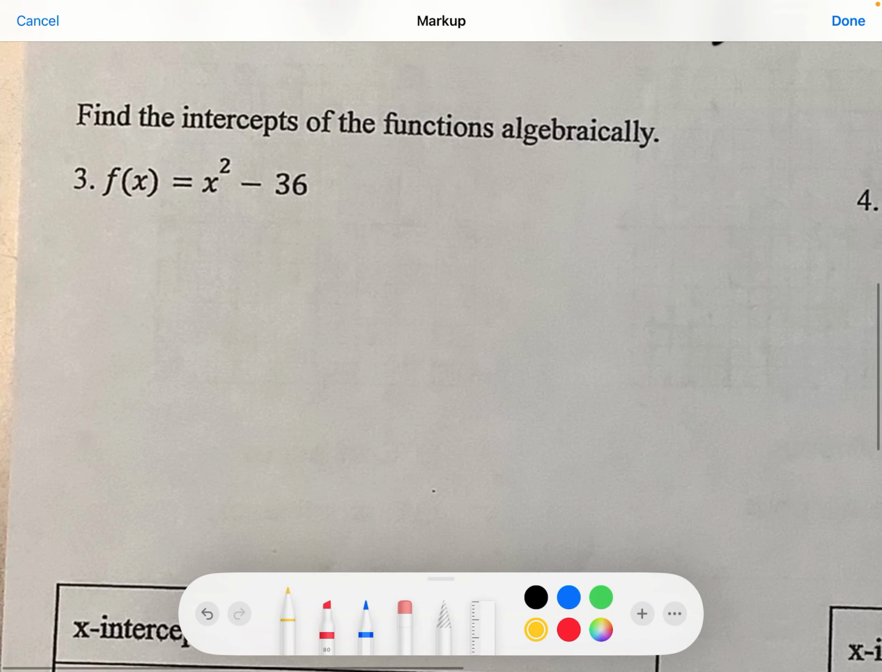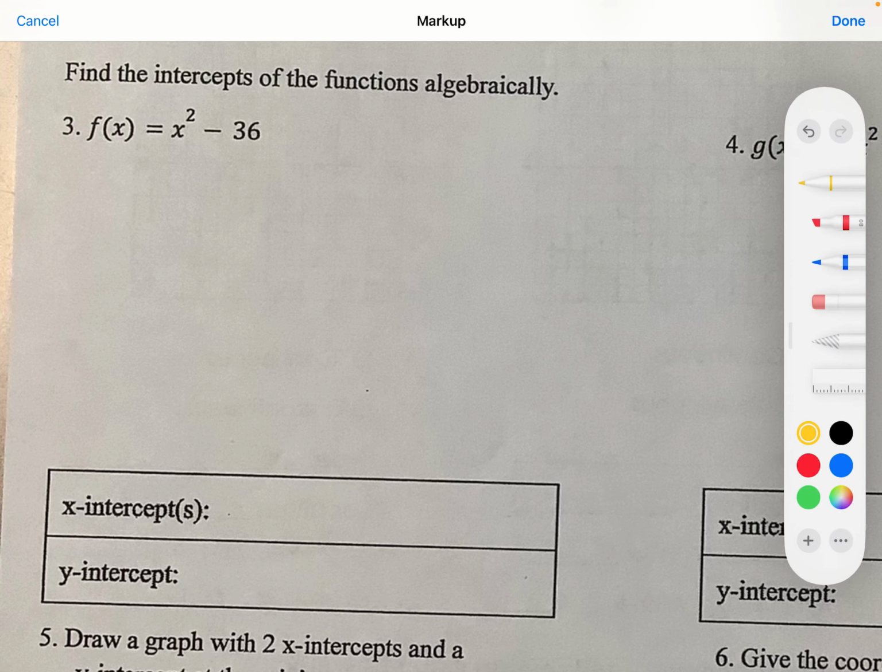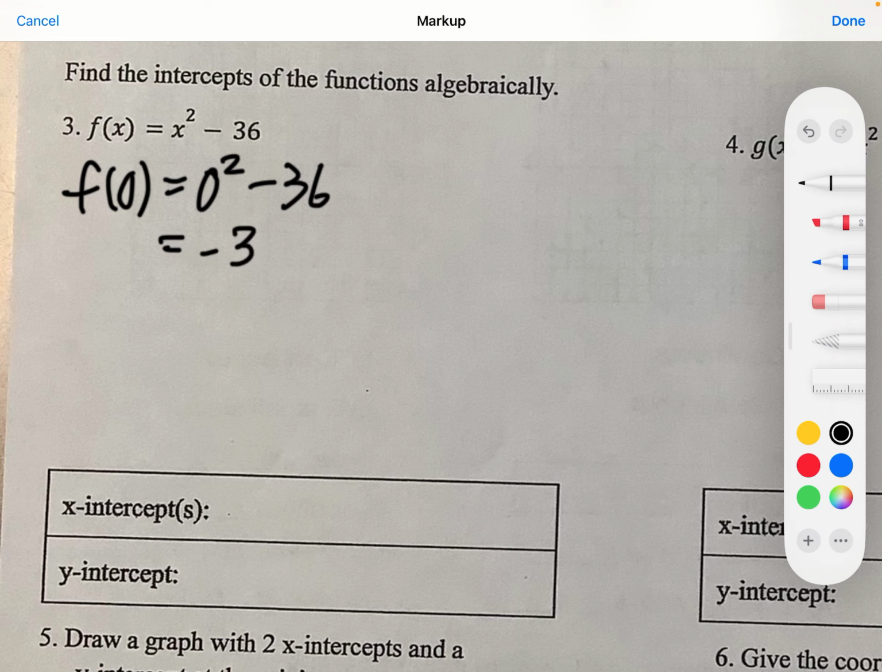Find the x and y intercepts algebraically. So when we're doing the y-intercept, that's the easy one. All we do is plug in 0 for x, because we're looking for when x is 0 when we find the y-intercept. You have f of 0 equals 0 squared minus 36. 0 squared is 0, so this is 0 minus 36, or negative 36. And when you're doing the y-intercept, you always set the x to 0, and then the y is negative 36.